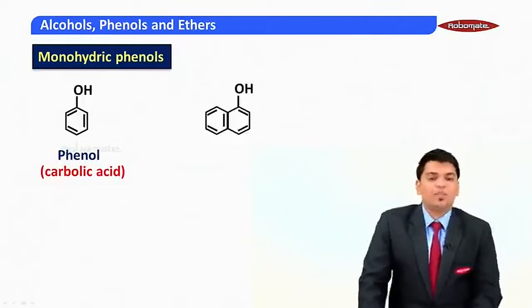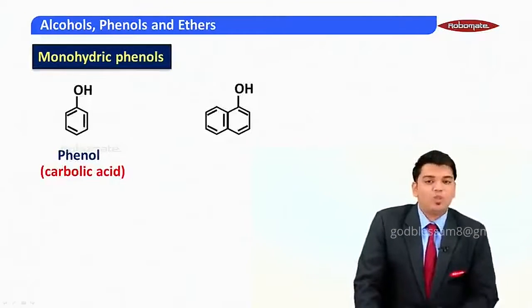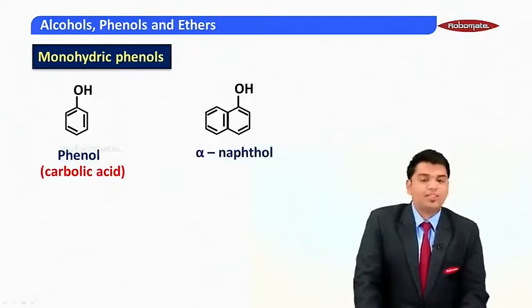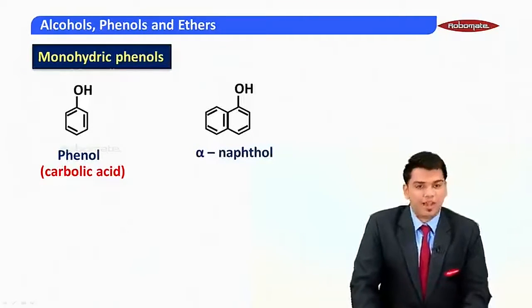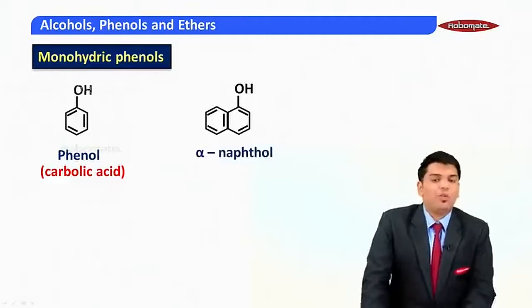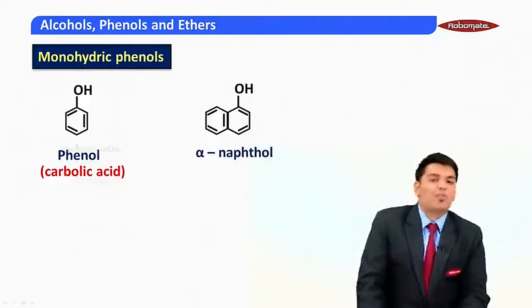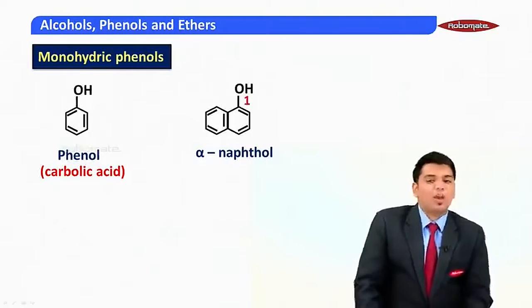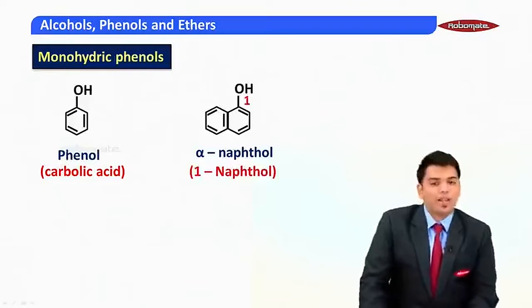The next example that we have is naphthalene with one OH group. This is called alpha naphthol since it is at the alpha position of naphthalene. Now the carbon to which the functional group is attached automatically gets the number 1. Hence this is, under IUPAC nomenclature, called 1-naphthol.